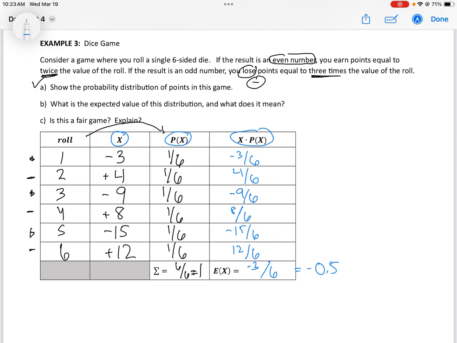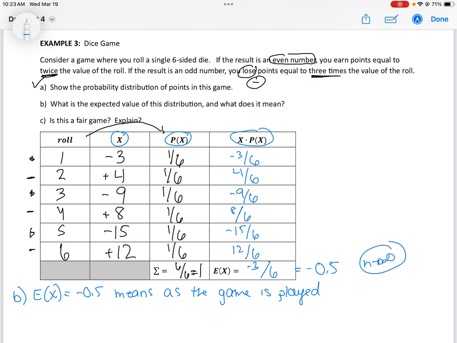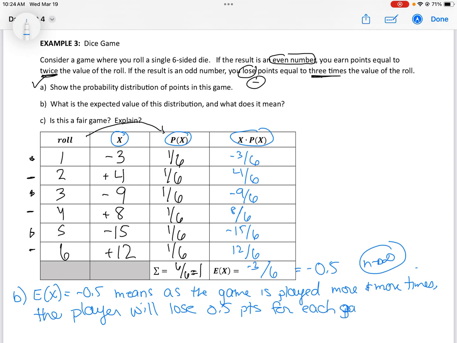So what does the expected value of negative 0.5 actually mean? It means that as the game is played more and more times, because we're trying to quote this as n approaches infinity, but in the context of the question, as the game is played more and more times, the player will lose 0.5 points for each game played.